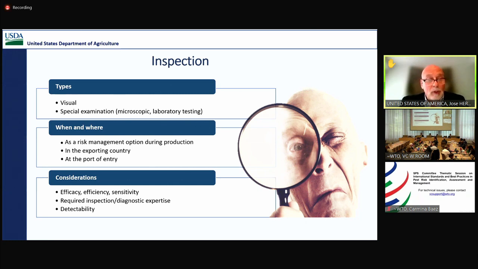Some of the considerations in deciding how or when to employ the inspection will be the efficacy, the efficiency, the sensitivity of the available methods, the expertise required to conduct inspection, whether pests can be detected, and the easier way that they can be detected. Next slide, please.